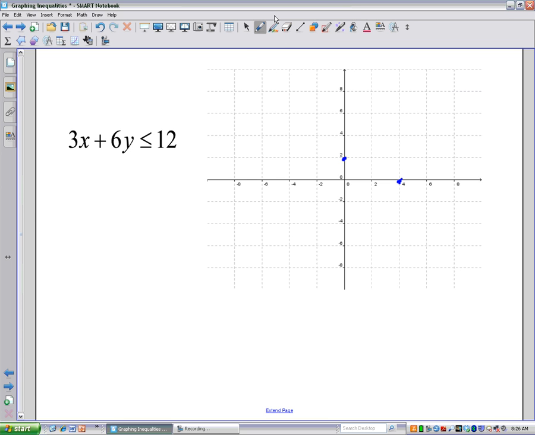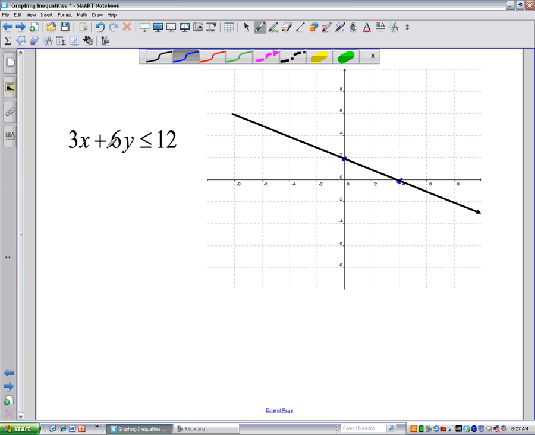Since this is "or equal," we're going to go with a solid line. So nothing really has changed that way. About there, we'll start it. Should get close to where I want to be. That's nice. All right, and then the shading.